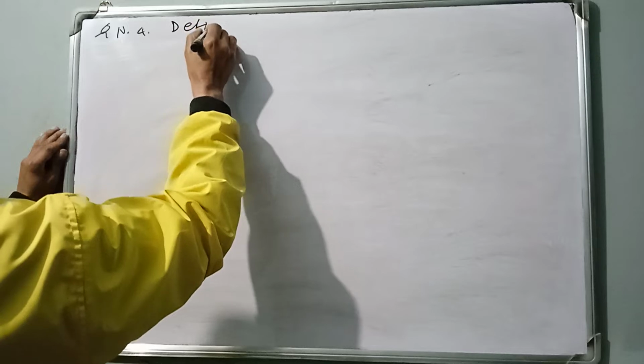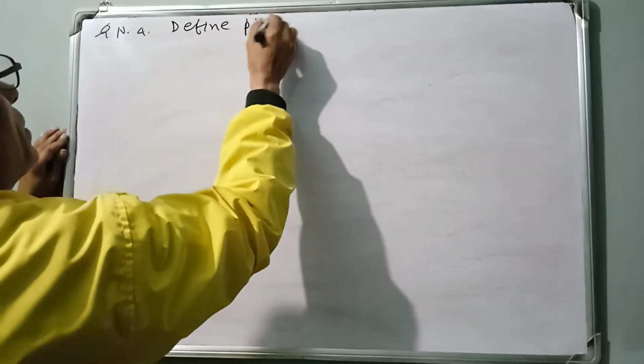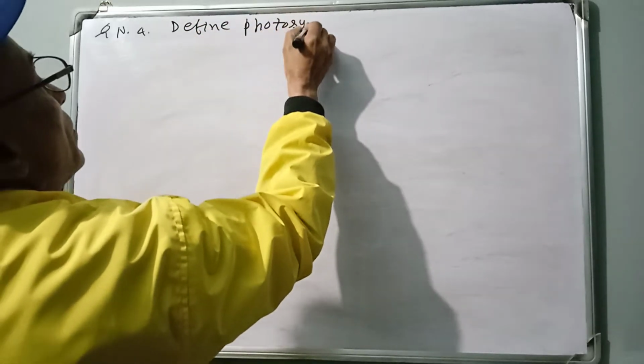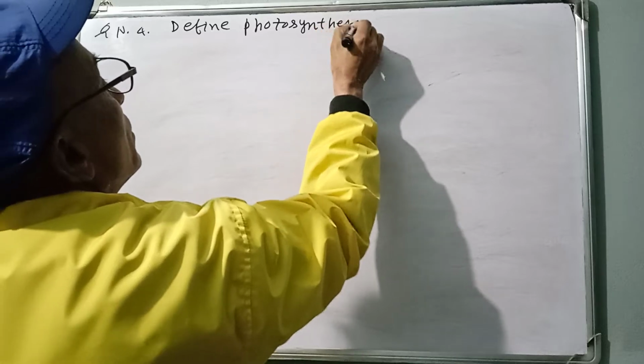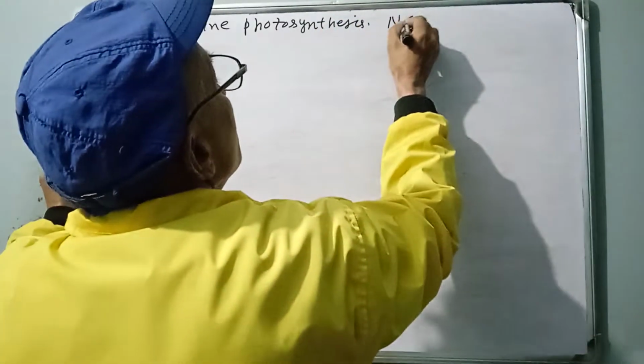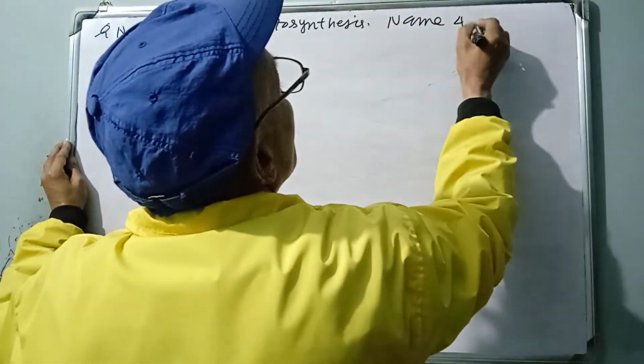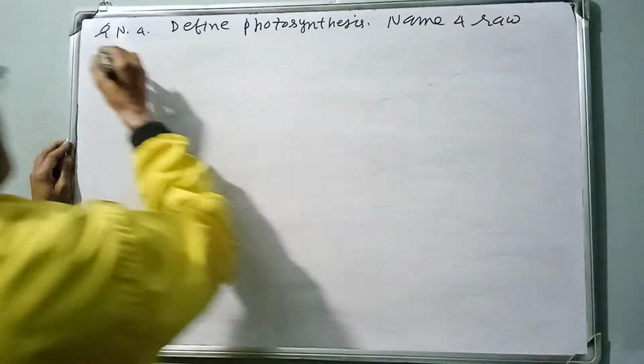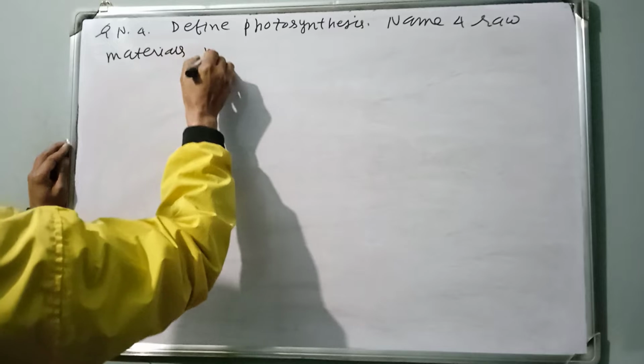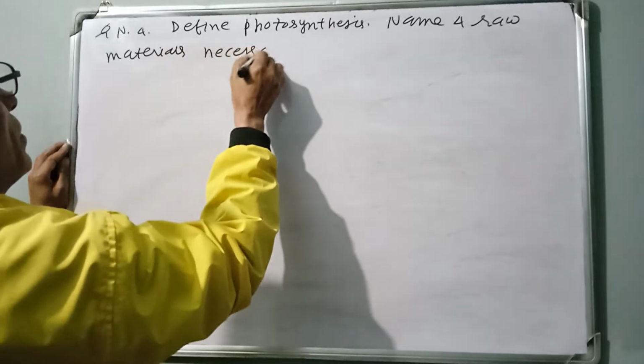Define photosynthesis. Name 4 raw materials needed or necessary for it.